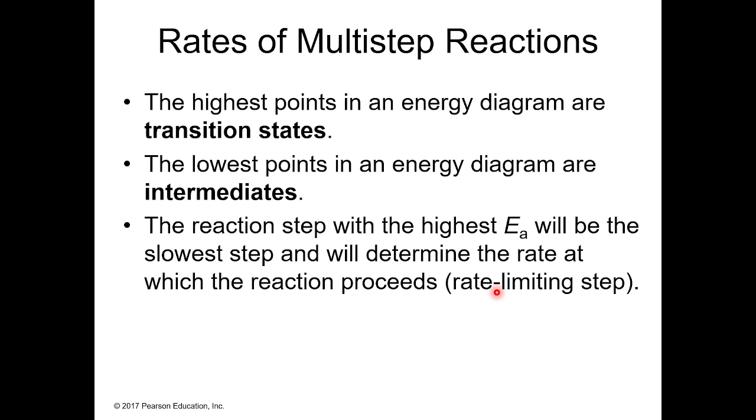The reaction step with the highest E sub A, activation energy, will be the slowest step, and will determine the rate at which the reaction proceeds. This highest activation energy step is always the one that is your rate limiting step. It also is going to be the one that would determine like your reaction order. It's the one that determines how fast things go, okay?